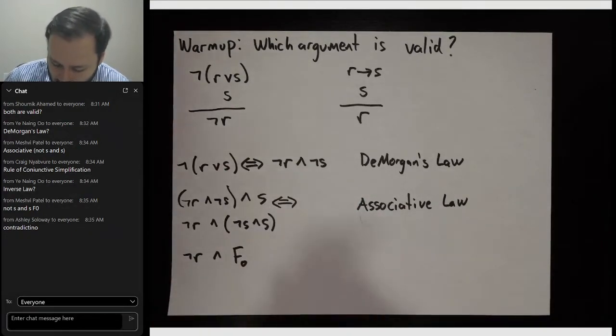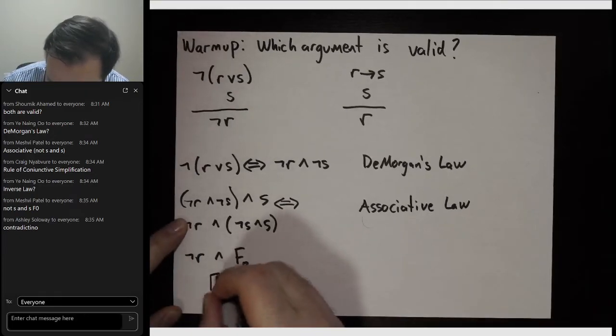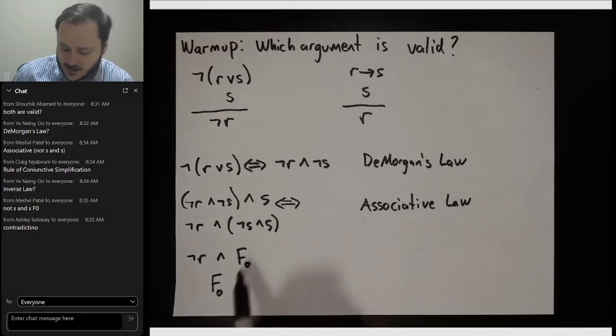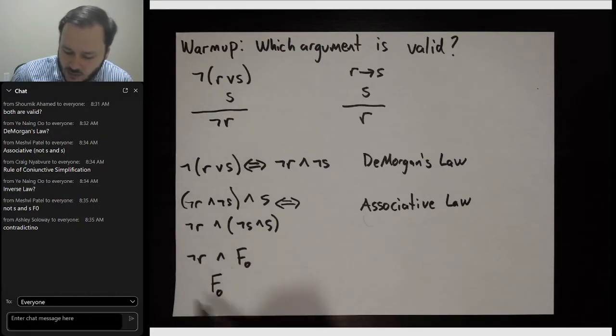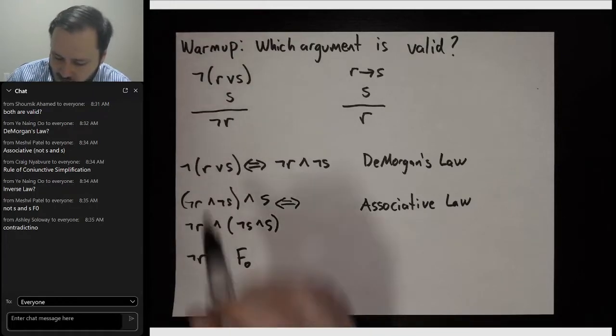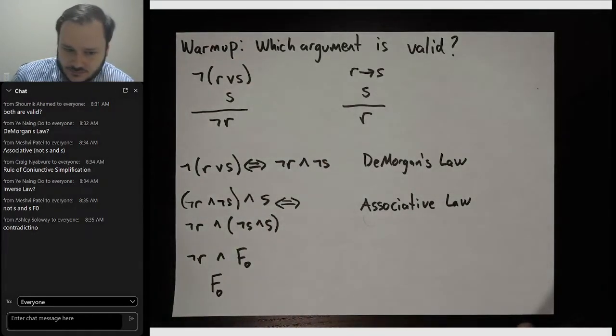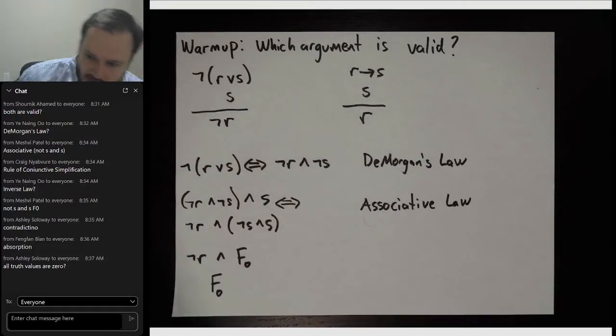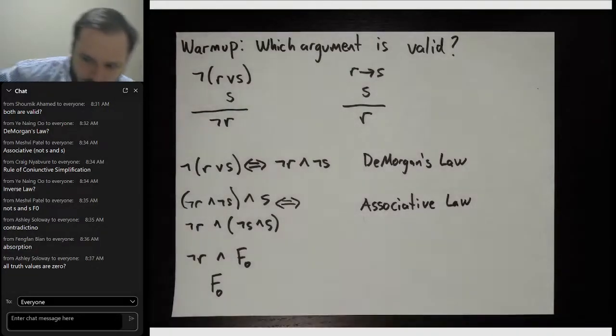And what do we know? So we know that this is also equivalent to just falsehood, right? Anything and false is equivalent to false. And what do I know about false implies any statement? Think about the truth tables. Yeah, we've got absorption going on. And now, so this argument, right, all truth values are 0.